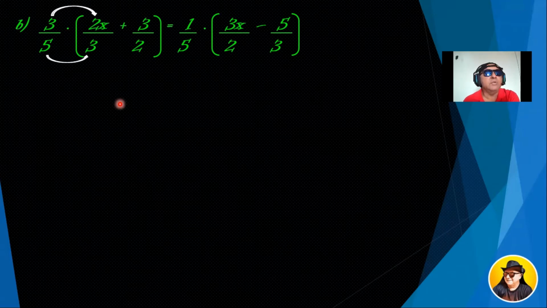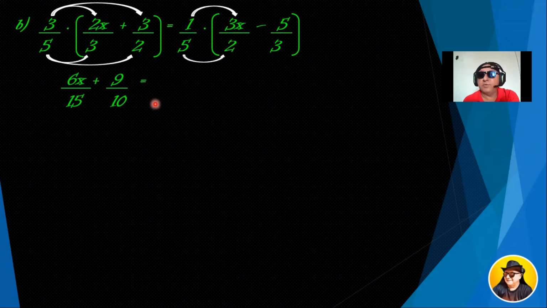So 3 times 2x, 6x, and 5 times 3, 15. It is something like this, 6x over 15. And now, keep on. 3 times plus 3 is plus 9, and 5 times 2 is 10. So we have something like this, plus 9 over 10. And now, 1 over 5, we have to do this. So 1 times 3x is 3x, and 5 times 2 is 10. So we have 3x over 10.